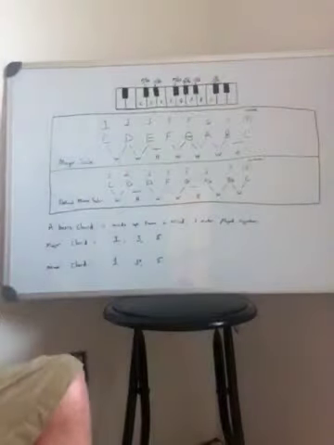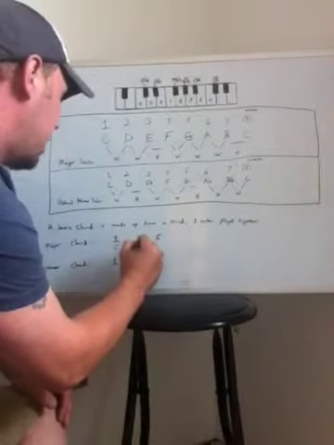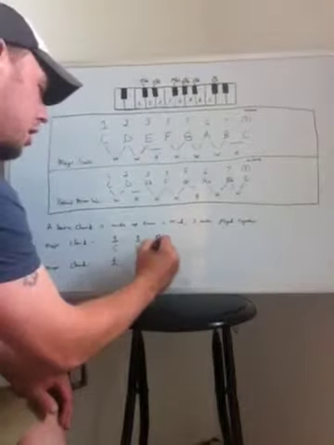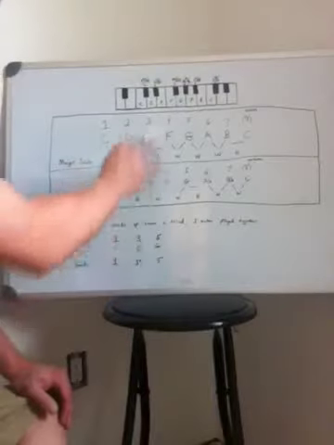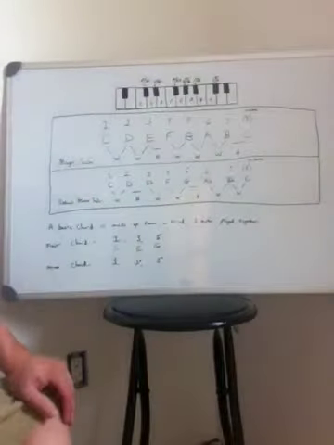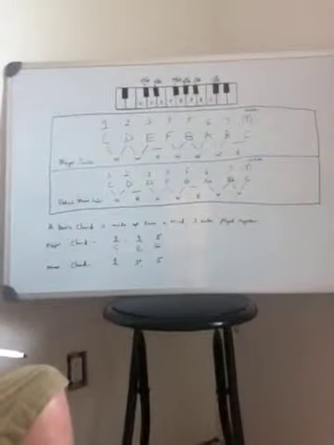So on a major chord, a major C chord is going to be a C, the E, and then the G. So if you play a C, E, and G together, you're going to have a C major chord. Okay?